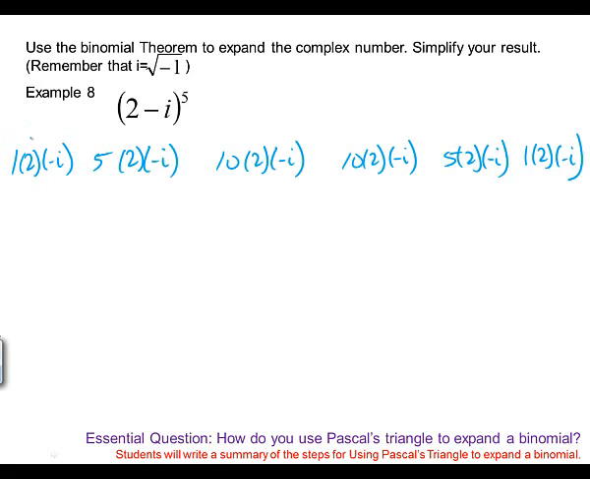All right, what exponent do I start with on the 2? 5, 4, 3, 2, 1, 0. And then here we start with a 5, 4, 3, 2, 1, 0. All right, we know anything to the 0 power is going to go to 1. So what's 2 to the 5th? 32. Okay, what's 2 to the 4th? 16 times 5 is 80, and then i to the 1st would just still be negative i, right?